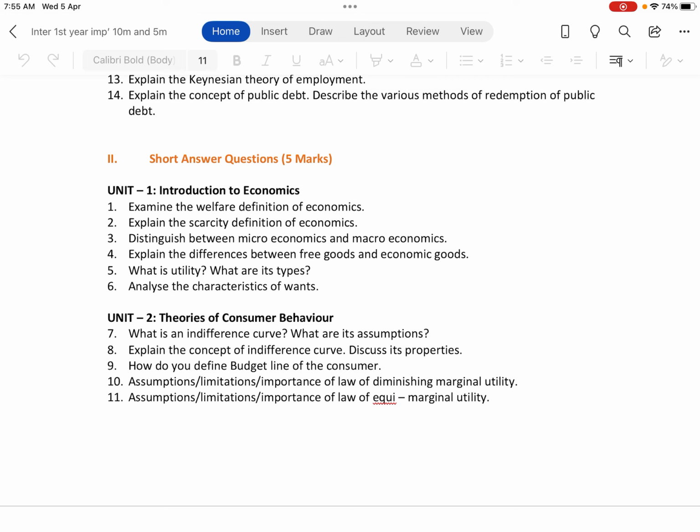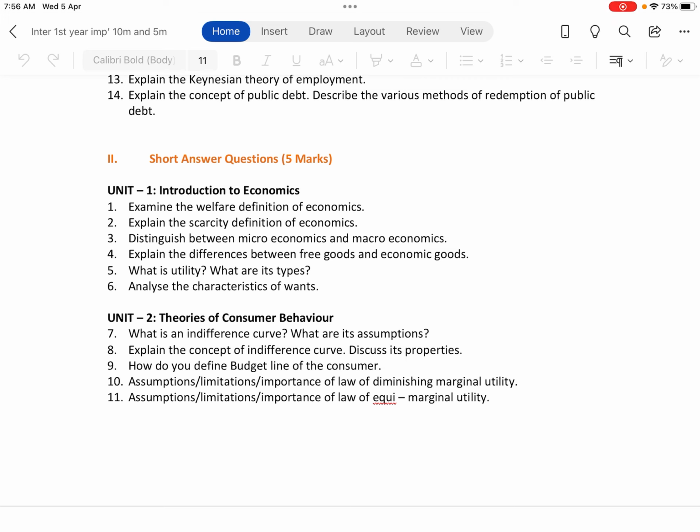So the 7th question, what is an indifference curve and what are its assumptions? 8th question, explain the concept of indifference curve and discuss its properties. 9th question, how do you define budget line of the consumer? And 10th question, assumptions or limitations or importance of law of diminishing marginal utility. And 11th question, assumptions or limitations or importance of law of equimarginal utility.